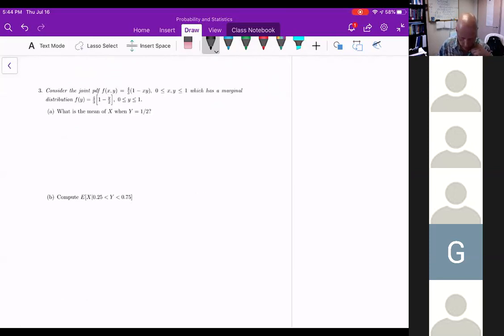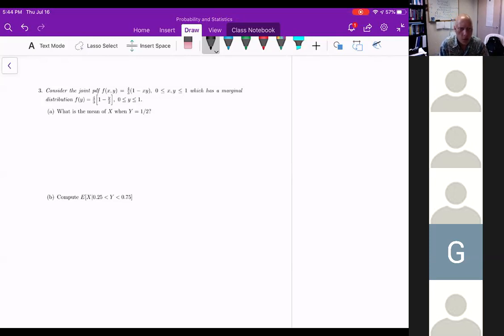All right, so I'm looking at problem 3 now, and this is a continuous scenario. It says, consider the joint PDF f of x,y equals 4/3 of 1 minus xy, where x and y are between 0 and 1 or equal to. And I give you the marginal distribution of y in this case. So the marginal is 4/3 of 1 minus y over 2, where y is between 0 and 1.